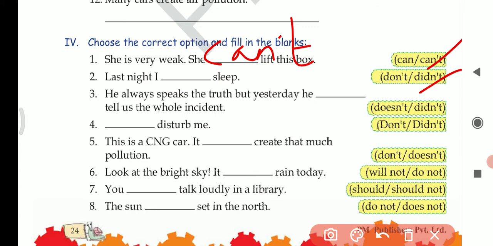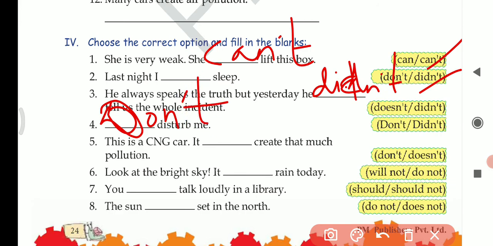Third, he always speaks the truth, but yesterday he dash tell us the whole incident. He didn't, because we are talking about past. Whenever the sentence is in past tense, then we use did. Fourth, dash disturb me. Don't or didn't. Don't disturb me.